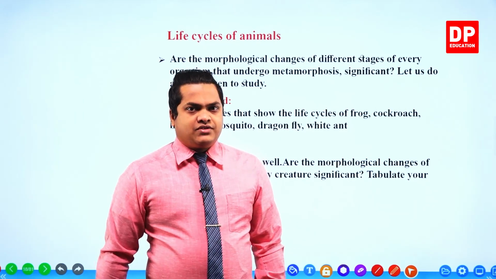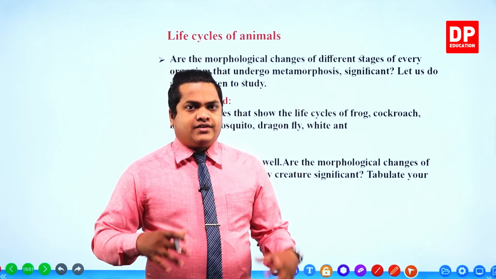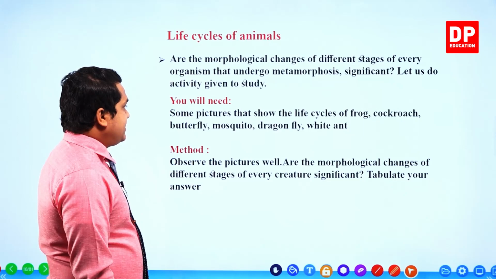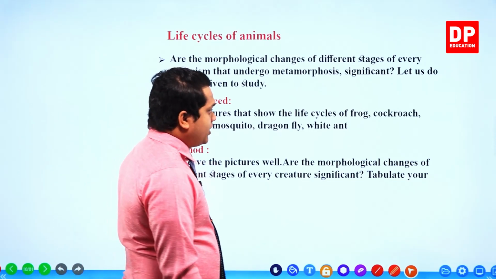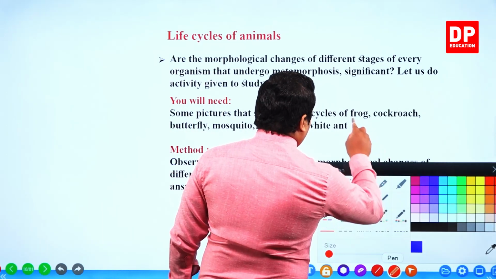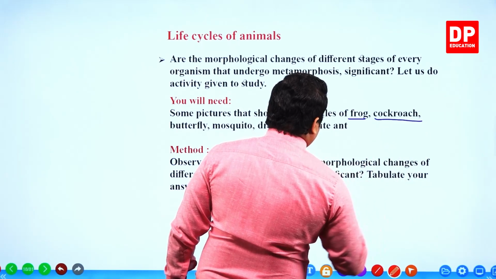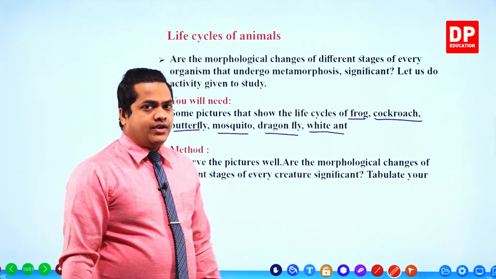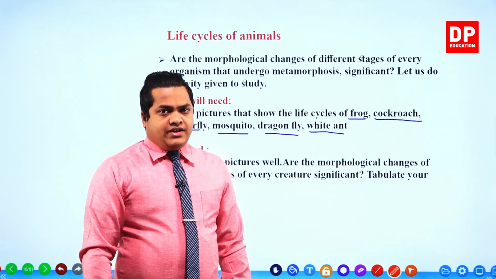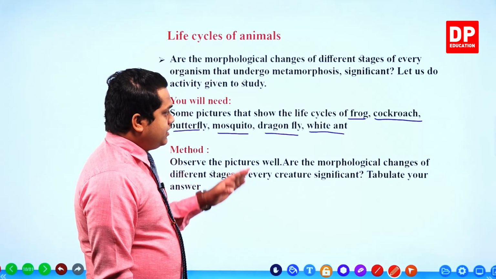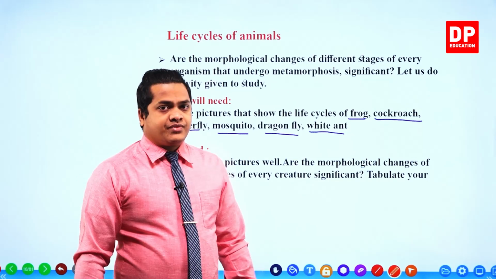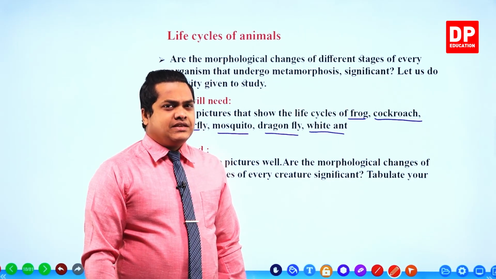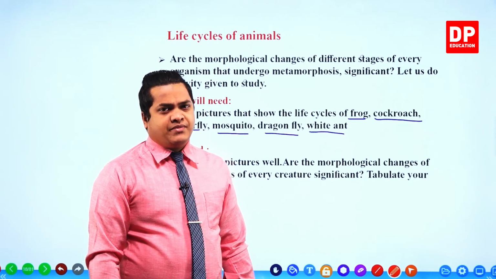To identify those things, there are several animals given in the activity. You will need some pictures that show life cycles of the frog, already discussed, cockroach, butterfly, mosquito, dragonfly, and white ant. So these are the things that we need: the life cycles of these organisms. You can find these figures using the internet for sure. It's very simple to find these figures on the internet. Even videos can be downloaded from the internet.